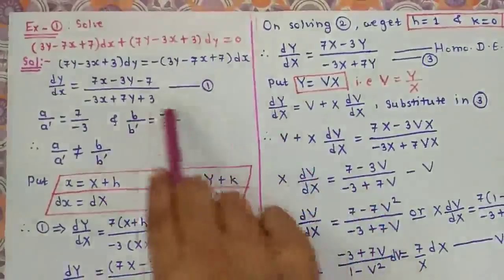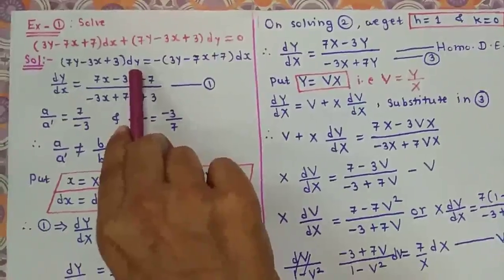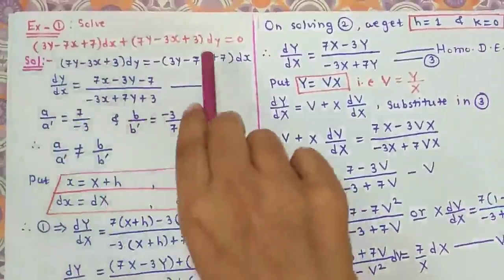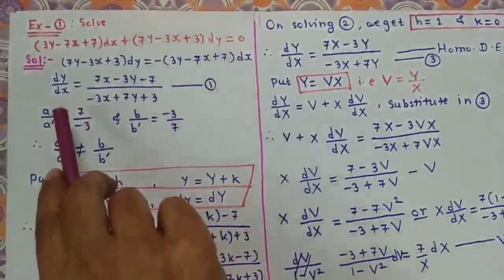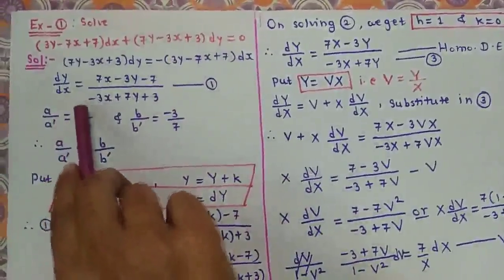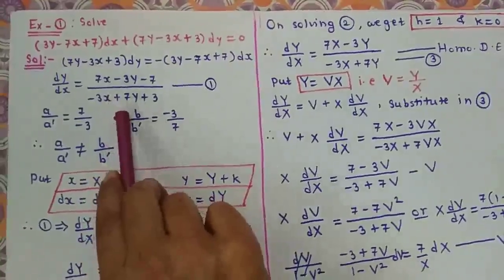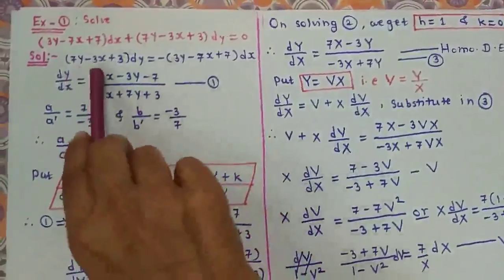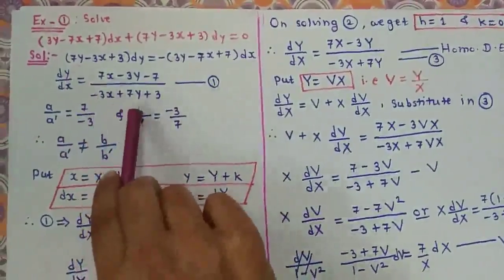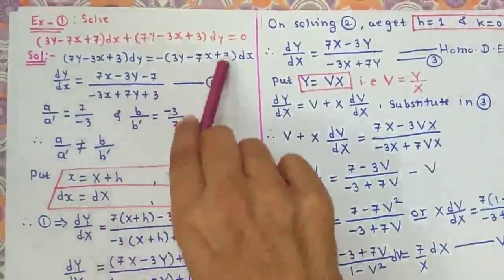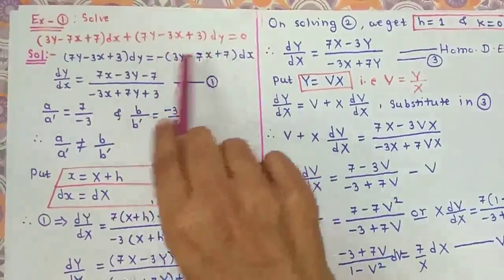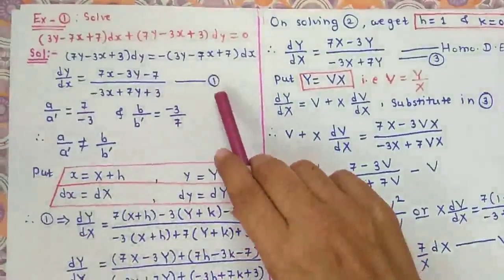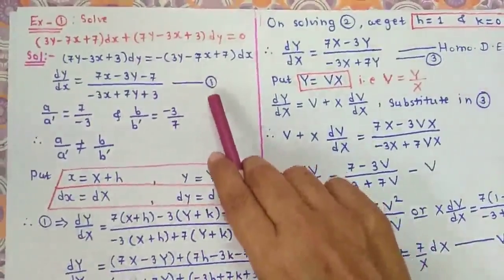Now we shift this dx towards the left side, so that we get dy by dx, and we shift this bracket towards the right side, and hence this equation can be written as dy by dx equals (7x minus 3y minus 7) upon (minus 3x plus 7y plus 3), due to multiplication of this bracket by the negative sign. Now if you observe this equation number 1, this is a non-homogeneous differential equation.